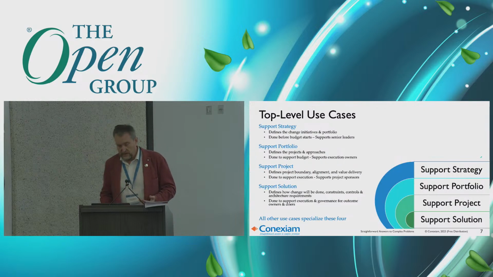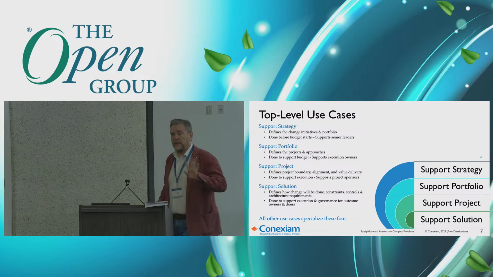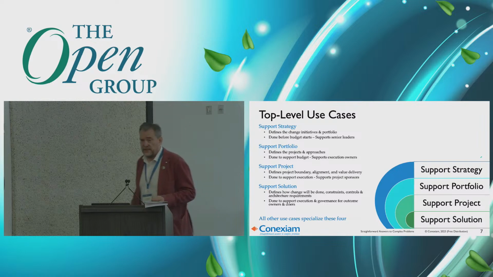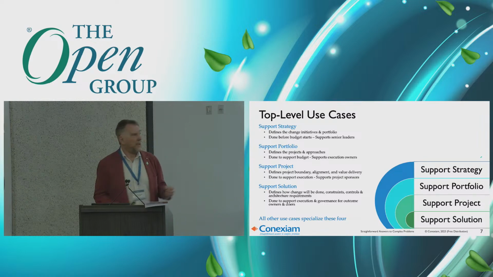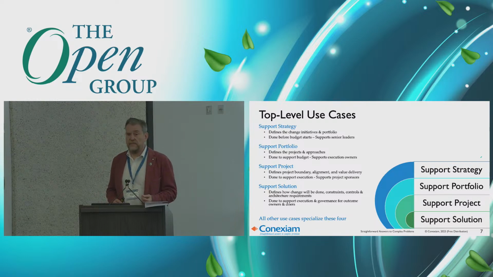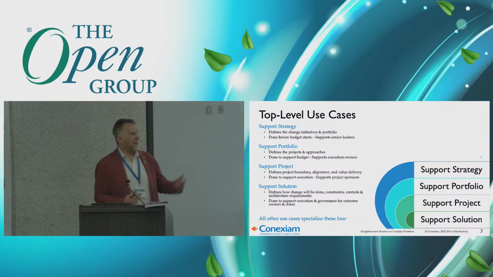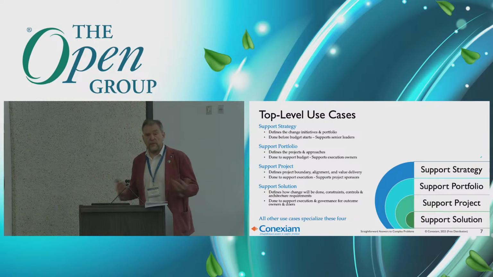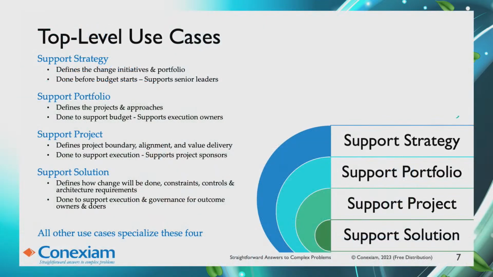I talked earlier about the 4 common use cases. Why does an architecture team exist? Support strategy. If you are supporting strategy, what you will be doing is defining change initiatives and portfolios. If you are not involved in that, you are not supporting strategy. Support portfolio, managing a portfolio of change. What are you going to be involved in?